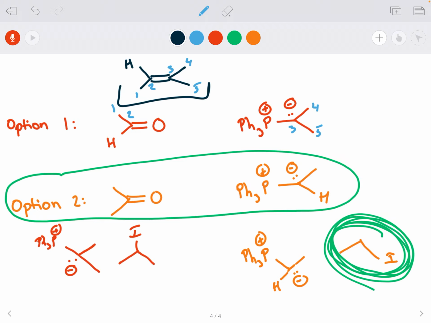One other thing I'd really recommend that I did here, right, is numbering the carbons. This would be carbon 3, 4, and 5. This would be carbon 2, and that would be carbon 1. So always number the carbons of your reagents to also make sure that you're using the correct reagents to form that alkene you're looking for.